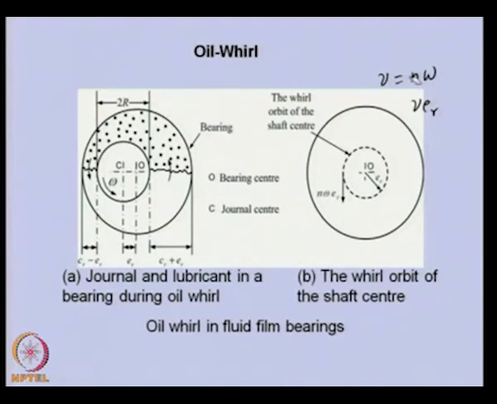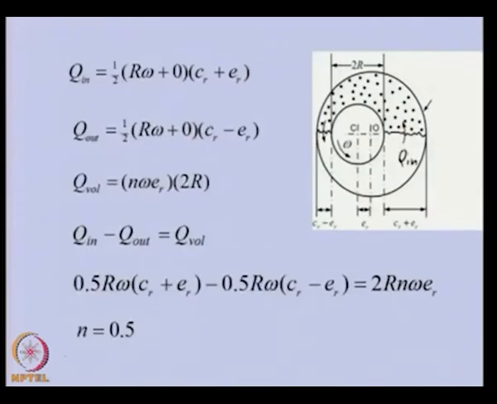This factor we don't know, so we call it n. So the downward motion of the rotor we have taken as n omega e r, which is the velocity of the journal, and the projected area is 2r into the depth, which is unity. So that is the volume being created in the upper half. Now, the difference in the volume in and out should be equal to the volume which the journal is creating.